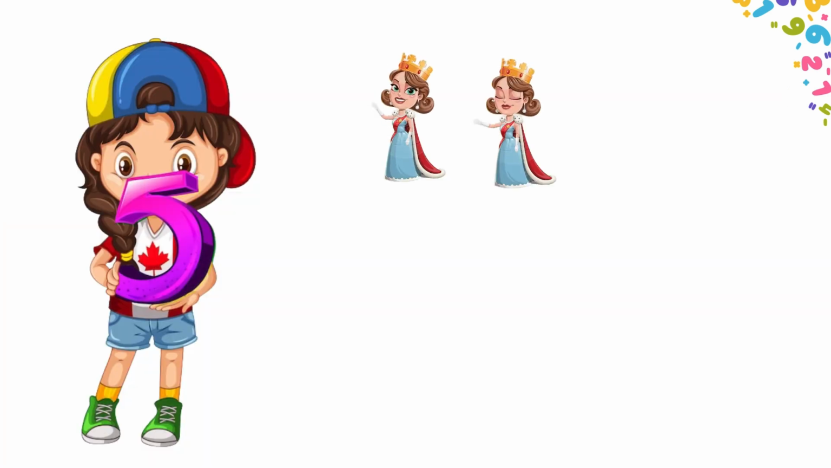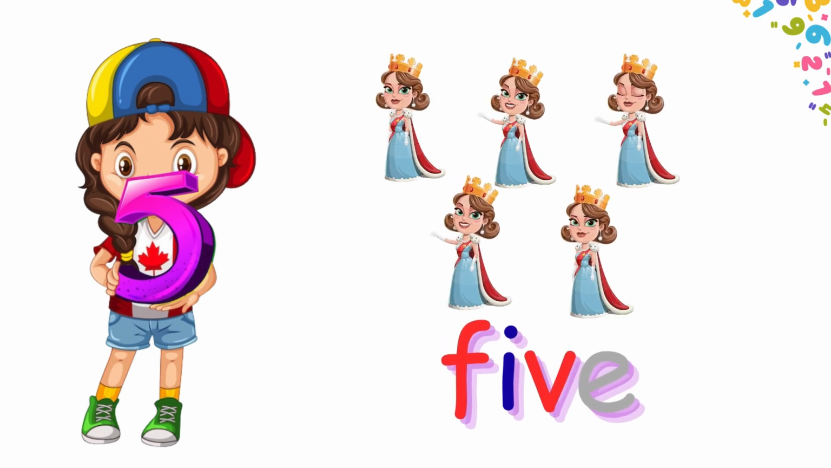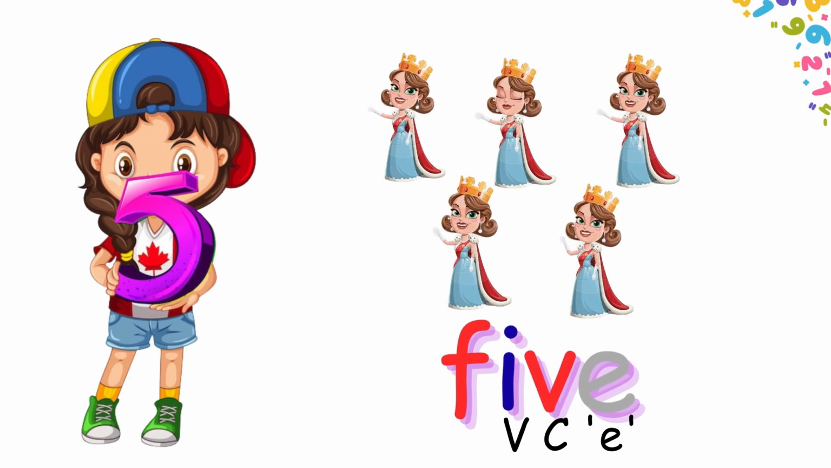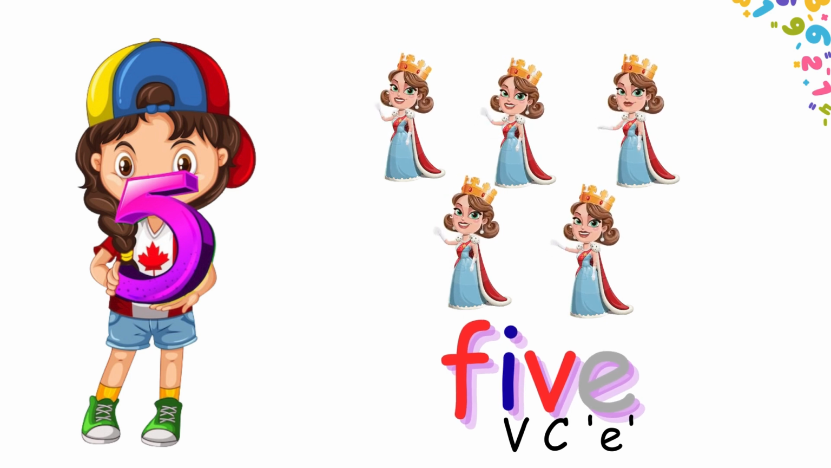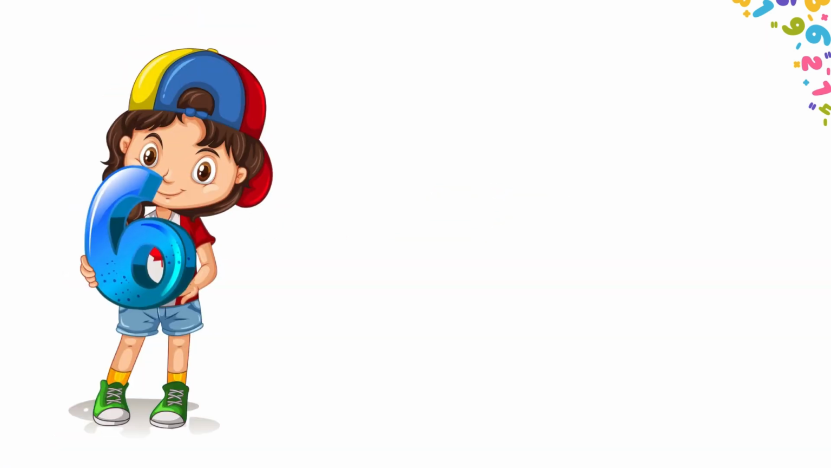5. 1, 2, 3, 4 and 5. This word is a magic E word. Do you know the rules of magic E? When a word ends with a vowel, consonant and E, the vowel makes the long sound because E gives all its power to the vowel and E becomes silent. So you read this word as I-V, 5.